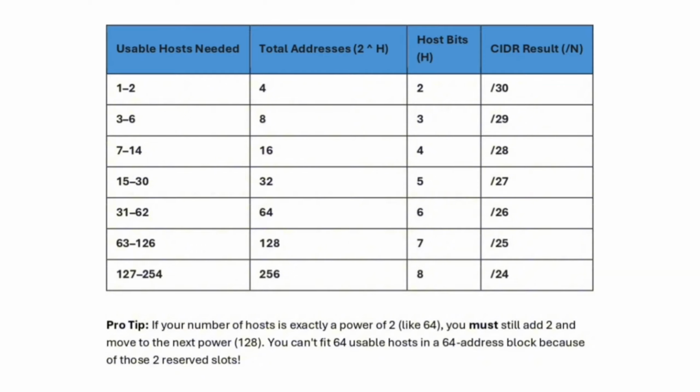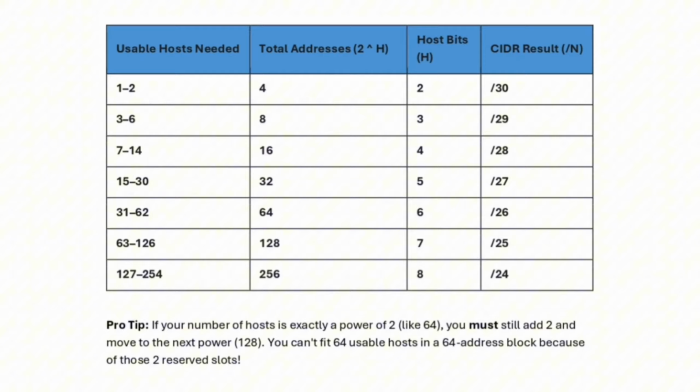If the usable hosts you need are between 63 and 126, anything between that, such as 65, 70, 80, we take the next power of 2. The nearest power higher than that would be 128, so we take that as the total addresses.